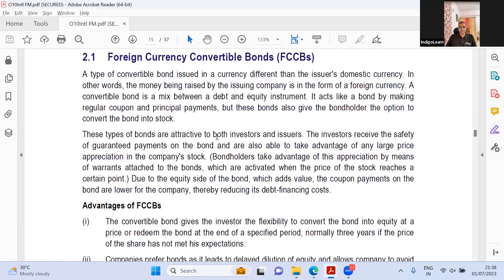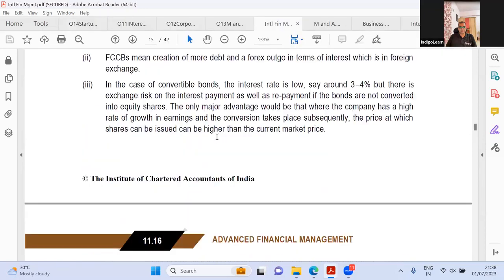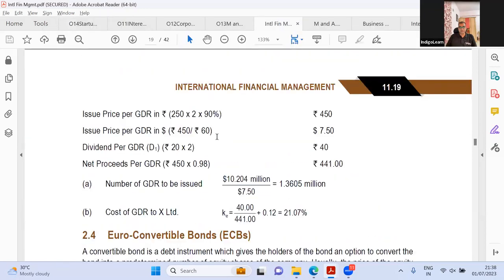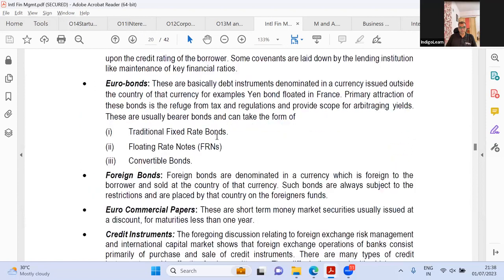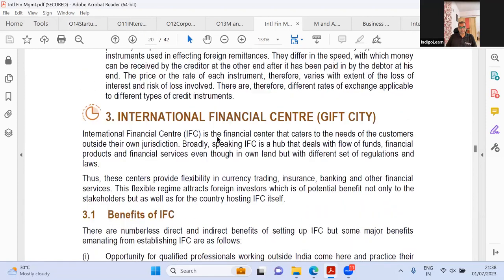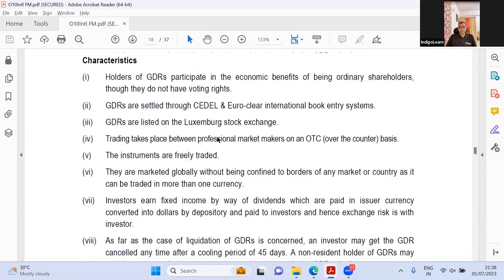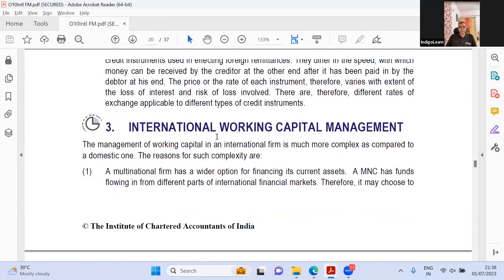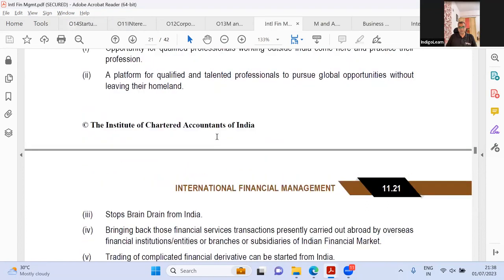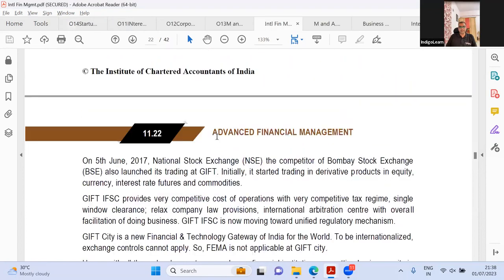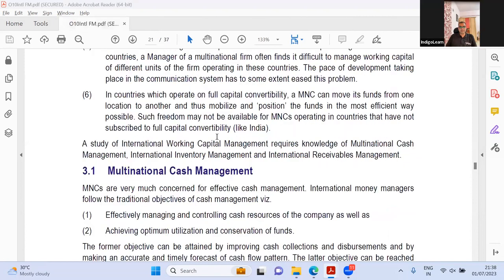FCCV, so there's nothing much here. ADR, GDR, and all of that is the same. Eurobonds, this is where GIFT is something new. And sovereign wealth funds, that is something new. Now, benefits of GIFT, then sovereign wealth funds. Yes, this is again a small theory part. Other than that, I don't think there's anything else.